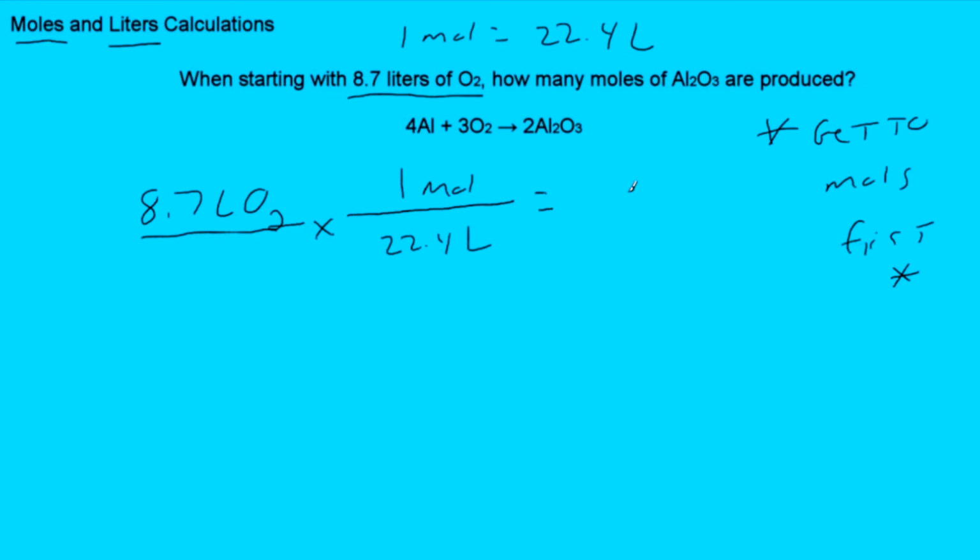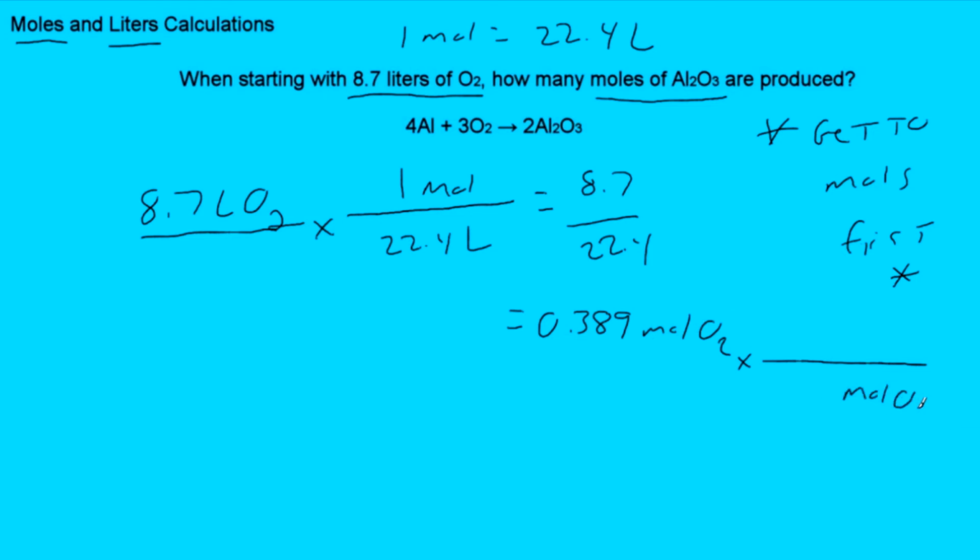So 8.7 divided by 22.4, 0.389. This is moles of O2. Okay. It's asking us for moles of Al2O3. So now we go to our mole ratio. Remember, once we get to moles, the mole ratio is next. So we have moles of oxygen on the top. We need moles of oxygen on the bottom.